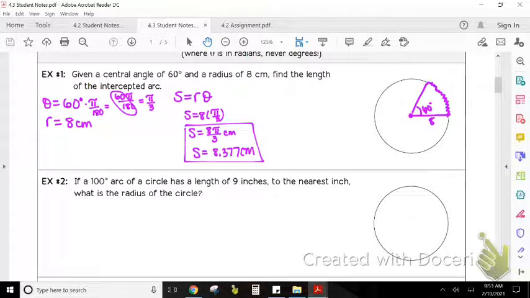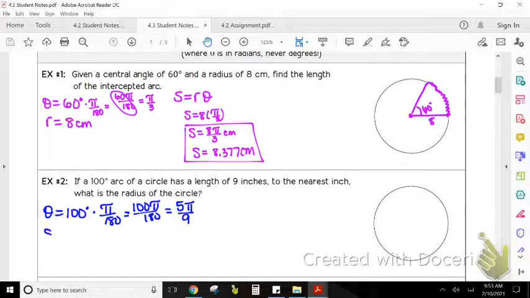Example 2 says, if a 100-degree arc of a circle has a length of 9 inches, so the arc has a length of 9 inches, to the nearest inch, what is the radius of the circle? So now they gave us our angle, which is the 100 degrees, which we know we're going to convert into radians. And that gives us 5 pi over 9. We also know that our arc length is 9 inches, and we're trying to solve for the radius.